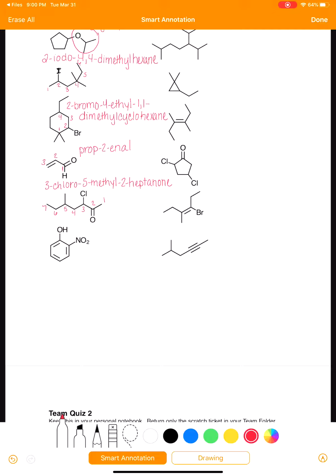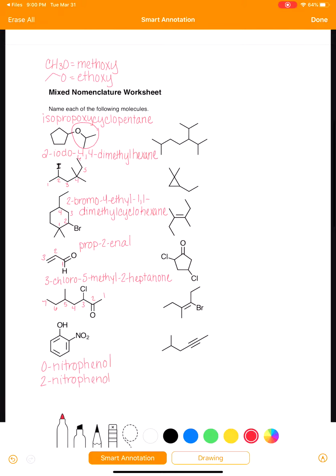And our next one, this is a benzene derivative. The benzene with the OH group on it is phenol. So this is a phenol with a nitro group on it. We can call it ortho-nitrophenol, or we could call it 2-nitrophenol.